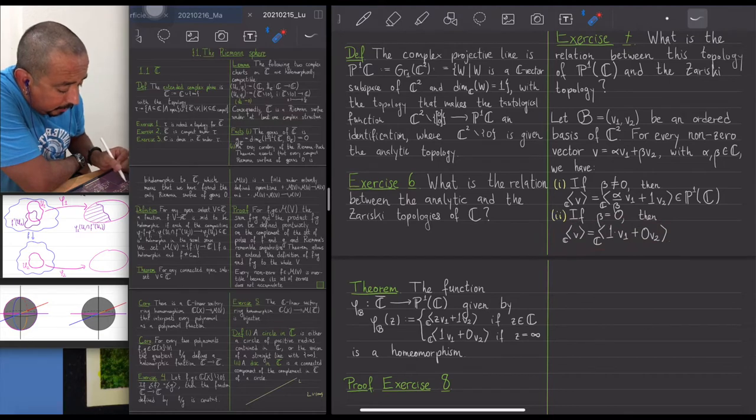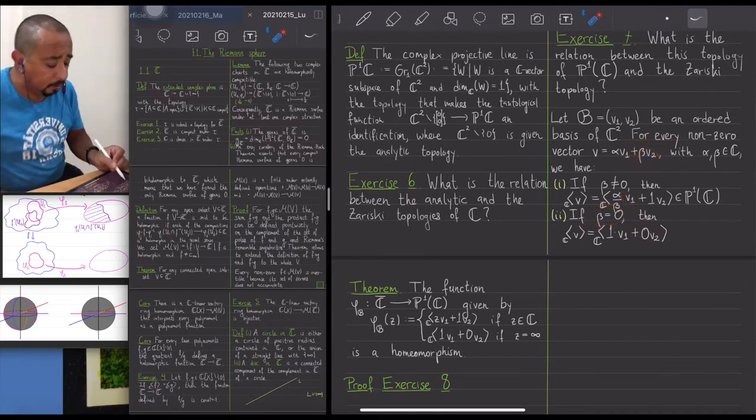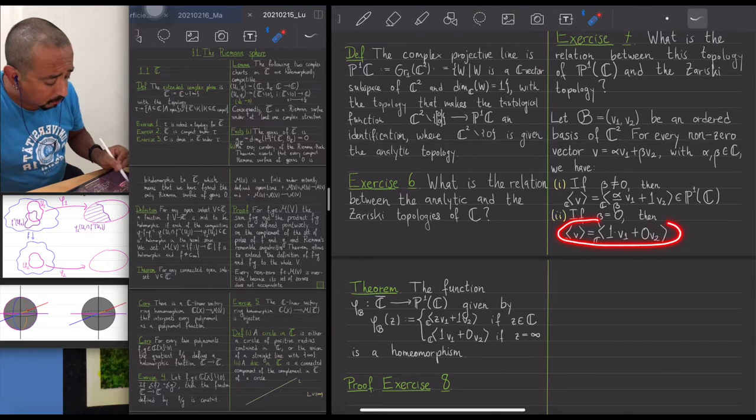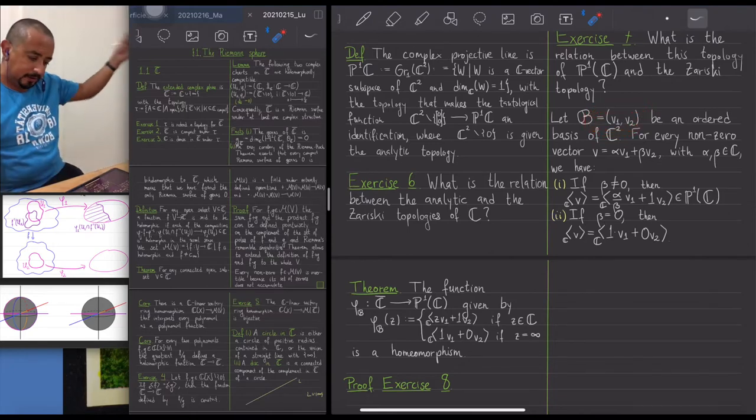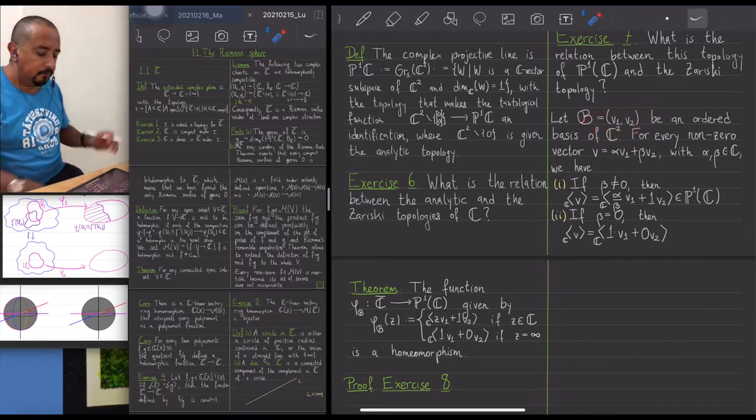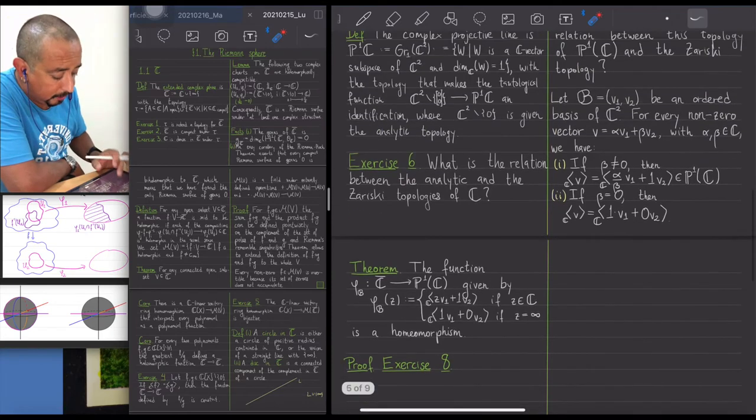Notice that when beta is zero, there's only one one-dimensional vector subspace of C square spanned by vectors whose coordinate in v2 is zero. Okay? In other words, there's only one one-dimensional vector space of this form with respect to this basis. If we change the basis, then of course things move a little bit, but I'm not changing the basis.